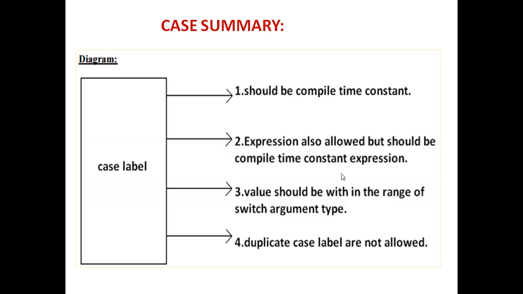Now the third point states that the value should be within the range of the switch argument type. The example that was discussed in that relation was that of byte. We were passing a byte and we were expecting an int, so that's why there was a possible loss of precision issue that was flagged by the compiler.